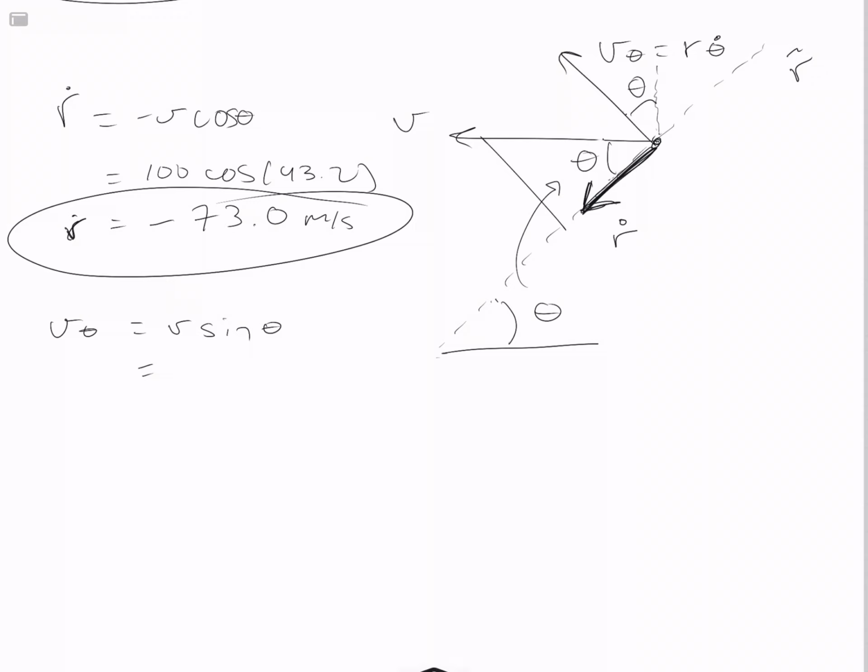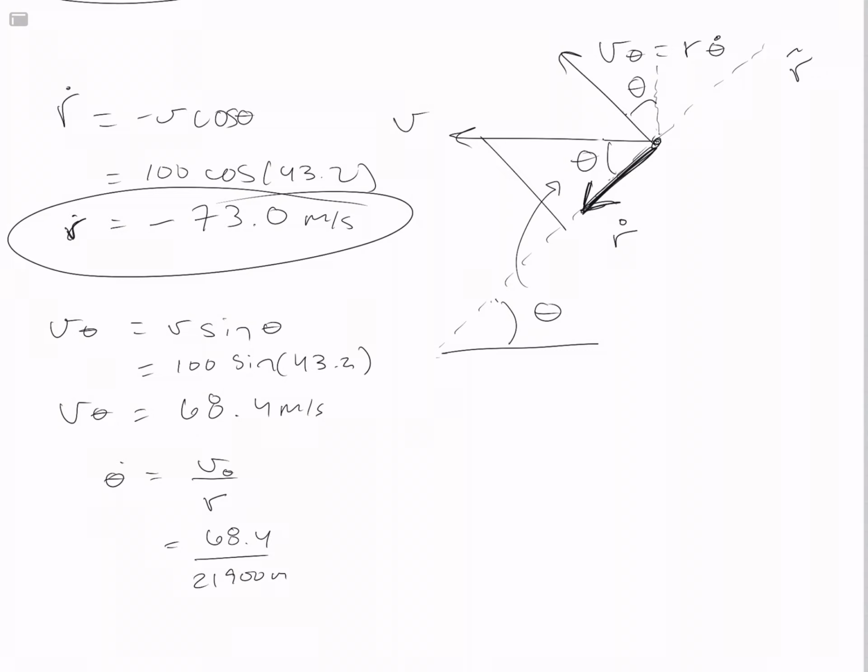On the other hand, v theta is the way to get to theta dot. And that is 100 sine of 43.2. When you simplify that, you get 68.4 meters per second. So remember that this is v theta, not theta dot. To solve for theta dot, we'll put in v theta over r, and that is 68.4 over 21,900 meters.